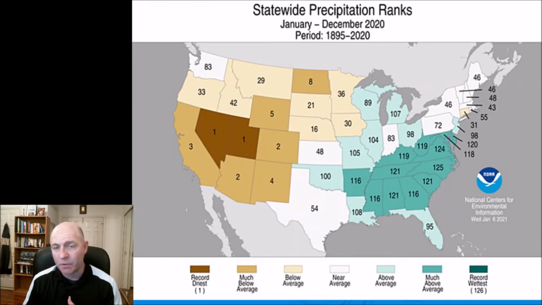And like the temperature plot before that, this is compared to the 20th century average. So for January to December, all of 2020, Virginia had its third wettest year on record. All right, and so it was much, much above average, with the average in this case being from 1901 to 2000.